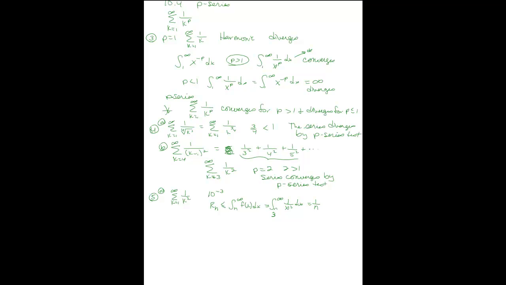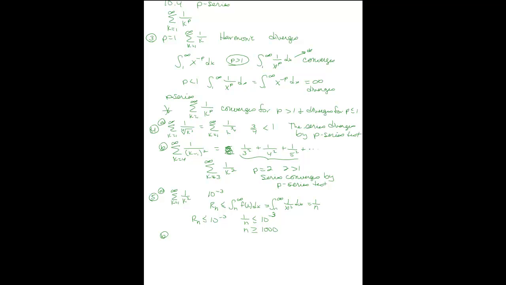Now, to ensure that that's going to happen, we've got to have r sub n less than 10 to the negative 3. So we have to choose n so that 1 over n is less than 10 to the negative 3. Which means if I flip it over, n is greater than or equal to 1,000. So you have to sum up at least 1,000 terms of the series to be sure that the remainder is less than 10 to the negative 3. And that's part A. Let's look at part B.